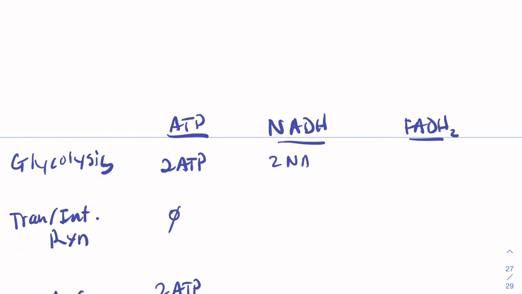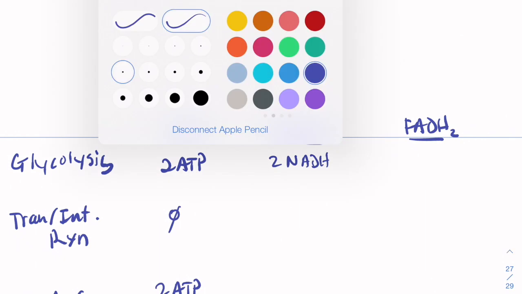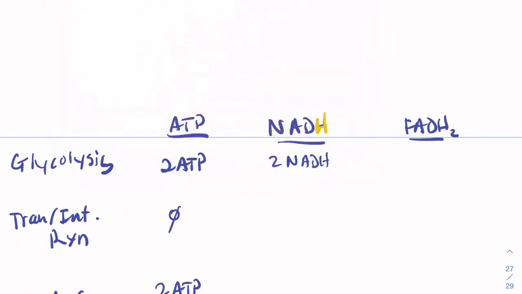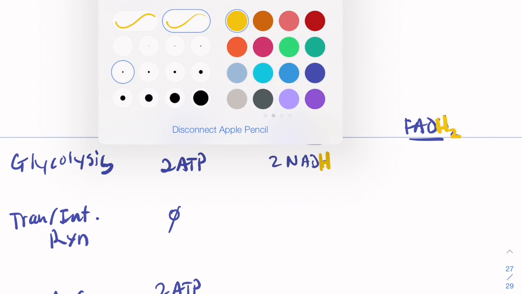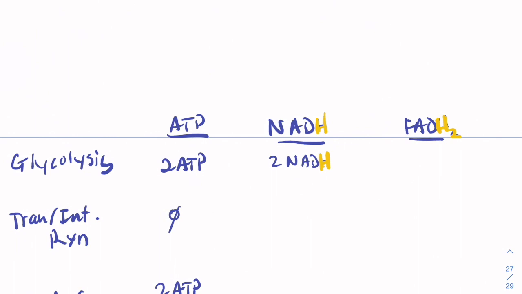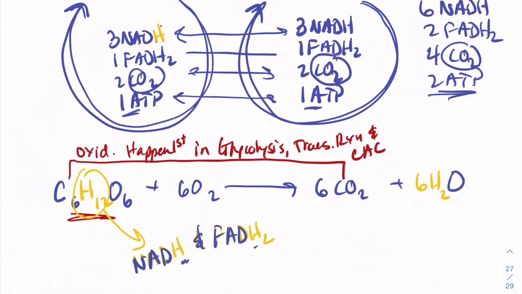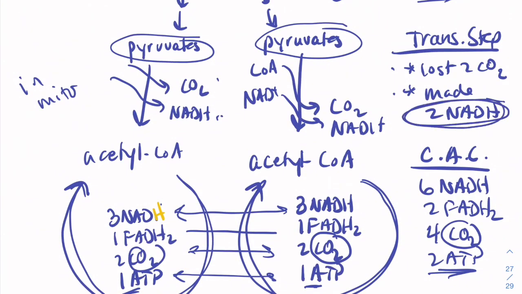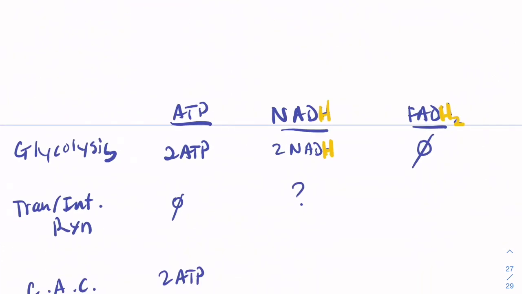If you said 2 NADH, ding, ding, ding, you're a winner. Let me write this down right here. There we go. Did we get any FADH2 from glycolysis? Nope. How about any NADH from the transition or intermediate step? Ooh, we did make 2 right there. So we got 2 NADH. We did not get any FADH2 there.